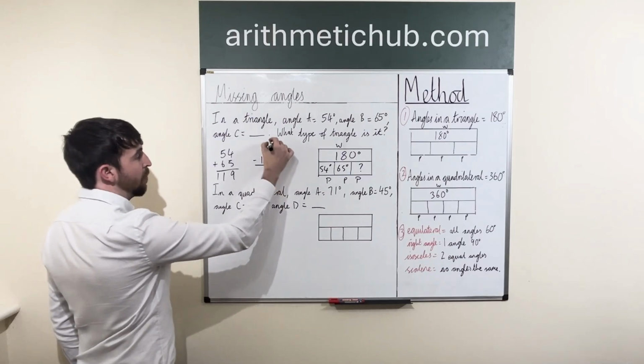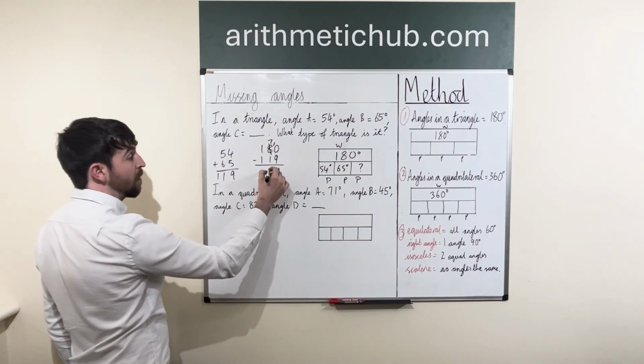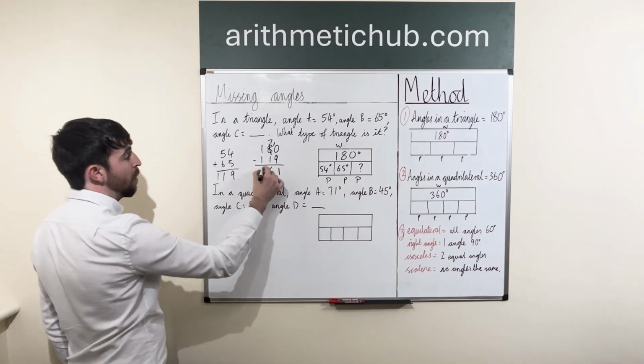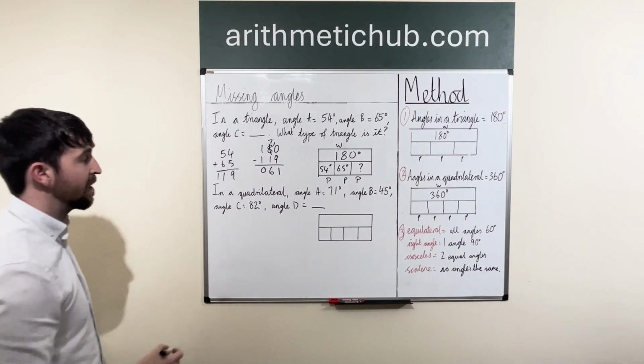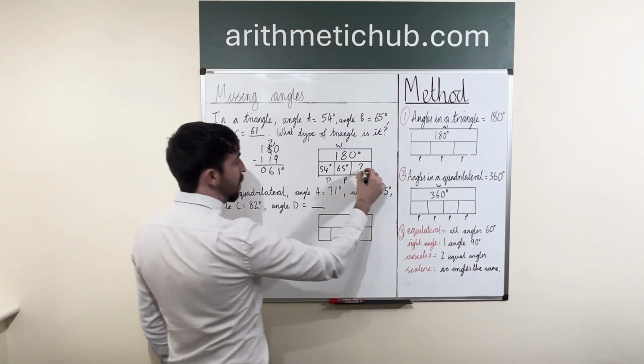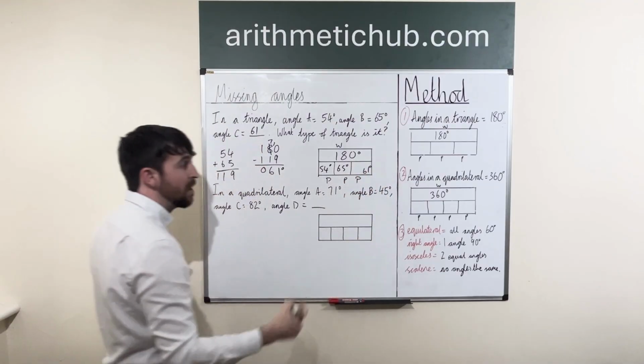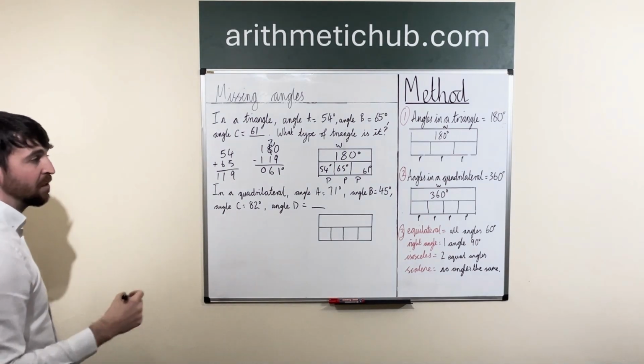0 take away 9 I can't do, so I need to exchange. 10 take away 9 is 1, 7 take away 1 is 6, 1 take away 1 is 0. So I can see the missing angle in my triangle is going to be 61 degrees. So 61 degrees would be my missing angle here. So now I have all the parts to be able to work it out.